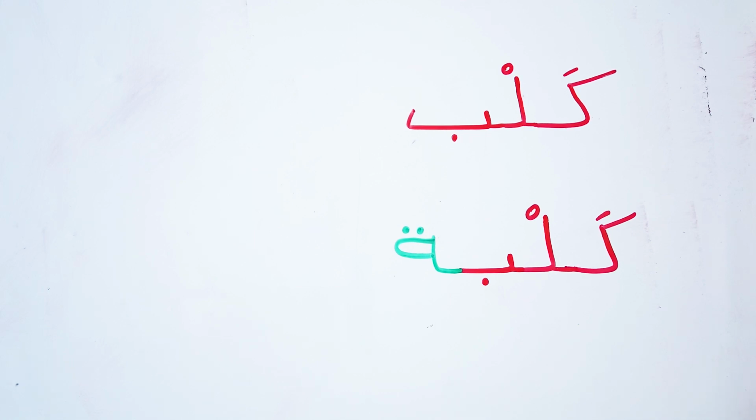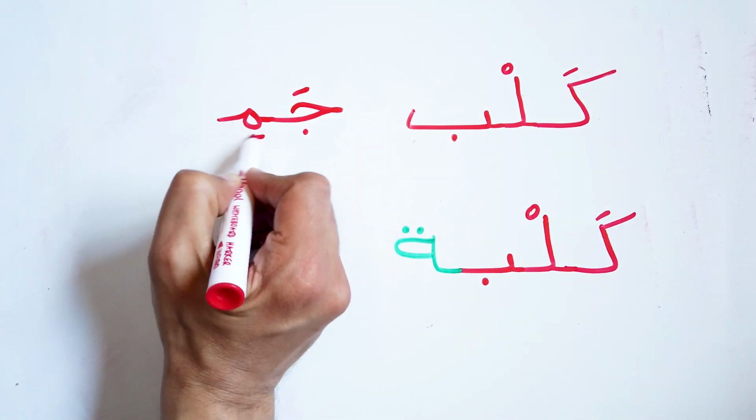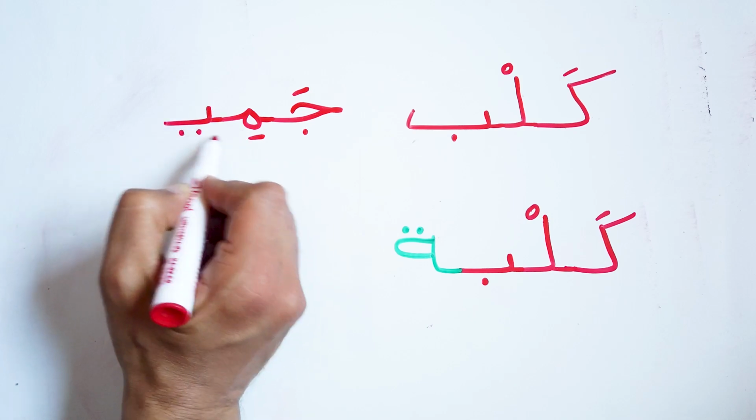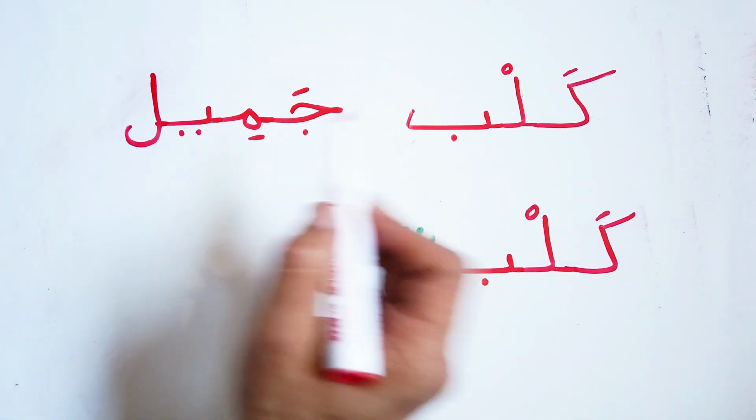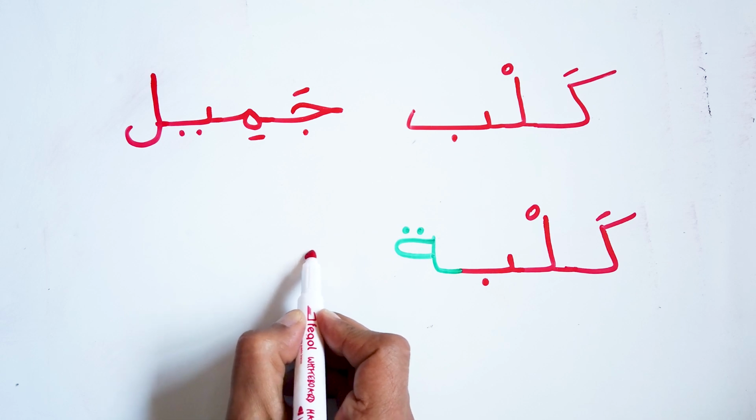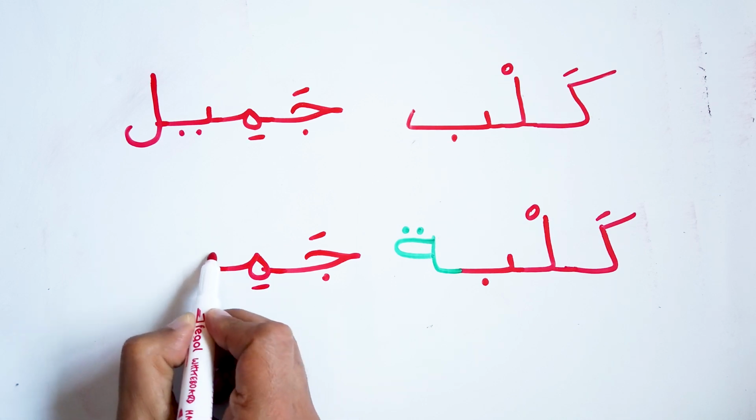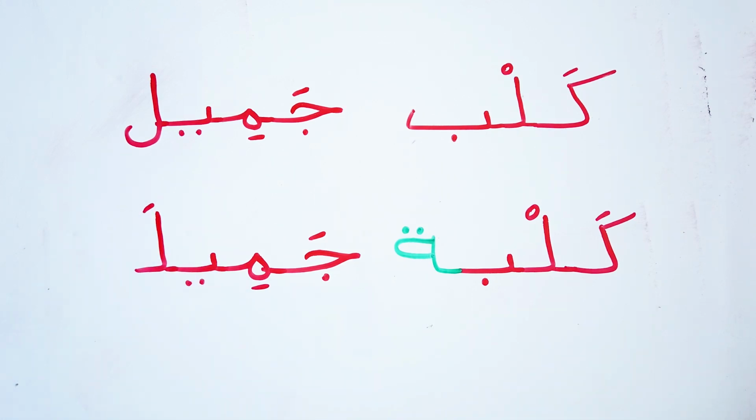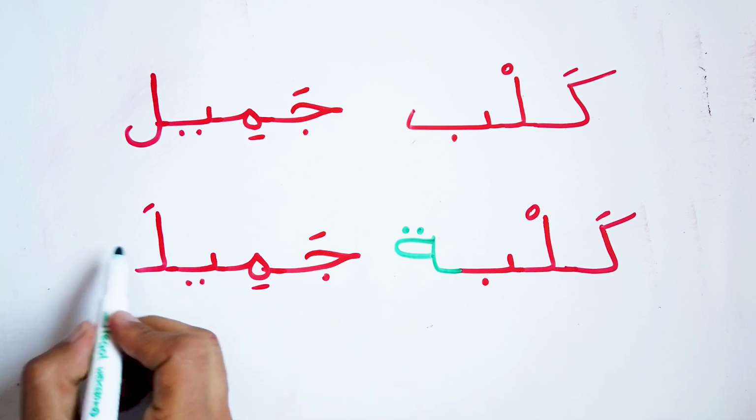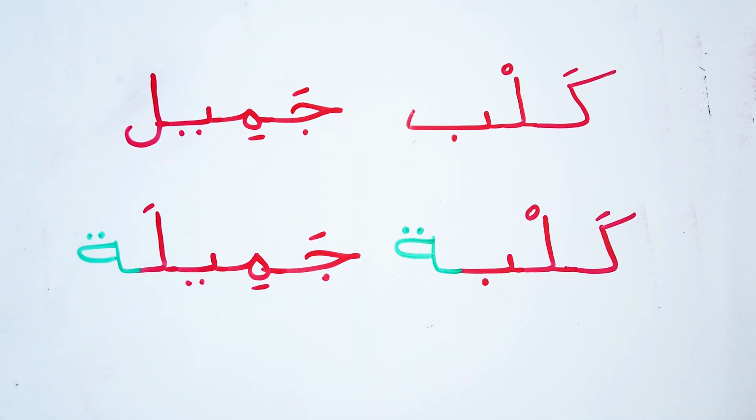Let's add an adjective. Kalb jameel. Beautiful dog. Kalba jamila. Jamila.